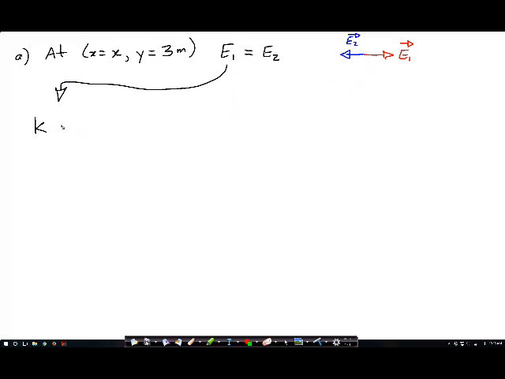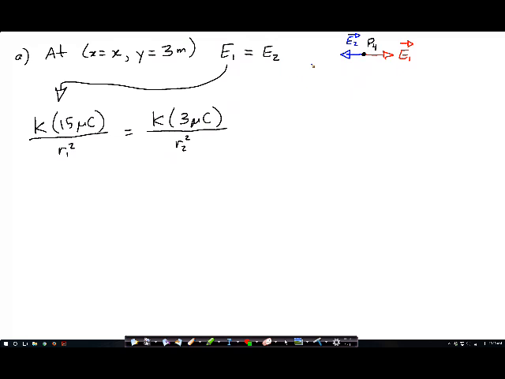So we have K times our 15 microcoulombs divided by R1 squared, is equal to K times 3 microcoulombs. Now notice I didn't put in the negative 3 here, and that's because E2 refers to the magnitude of the vector. And we have R2 squared. So this is the point, let's say P4.